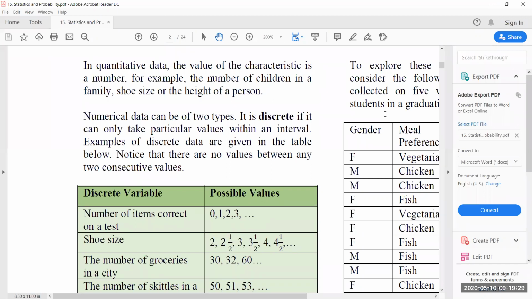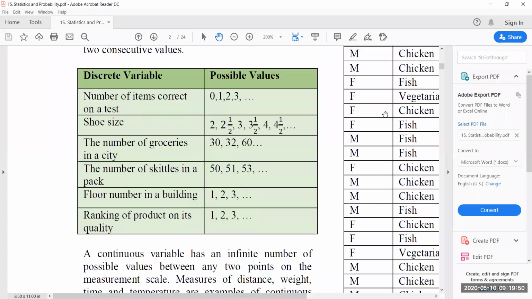Numerical data can be of two types. It is discrete if it can only take particular values within an interval. Examples of discrete data are given in the table below. Notice that there are no values between any two consecutive values. For the number of items correct in a test, the person could get 0, 1, 2, 3, 4 right, they could get all correct, etc.